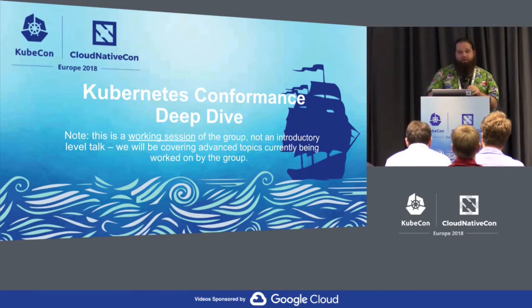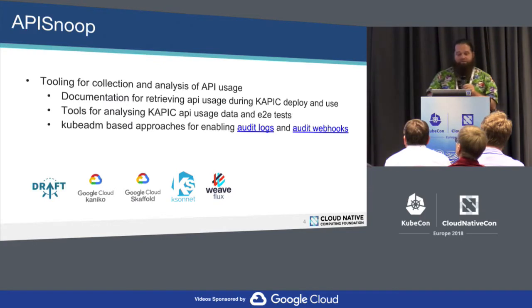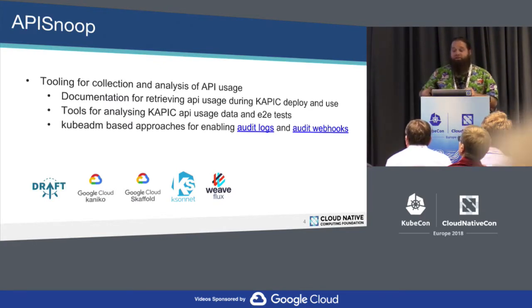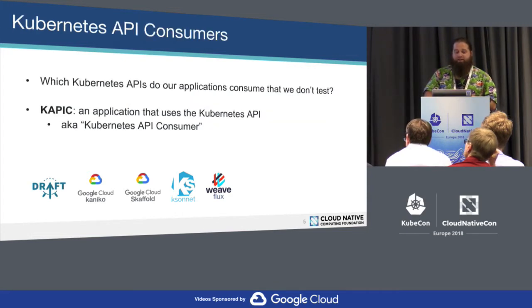Hello, I'm Hippie Hacker, and Rowan and I came over from New Zealand to talk about API Snoop. API Snoop is a collection of log analysis tools and ways to collect logs for our KPICs. KPICs are our Kubernetes API consumers. We have some approaches based on kubeadm that we did some improvements on, and we'll share a little bit about that. So Kubernetes API consumers, or KPICs, we want to focus on looking at what our applications are using in the field so that we know what's important for us to test.